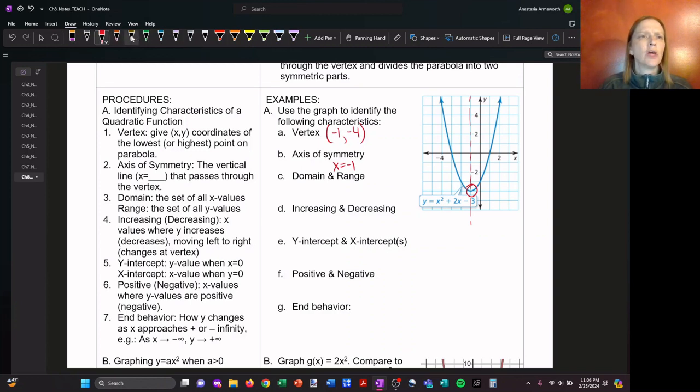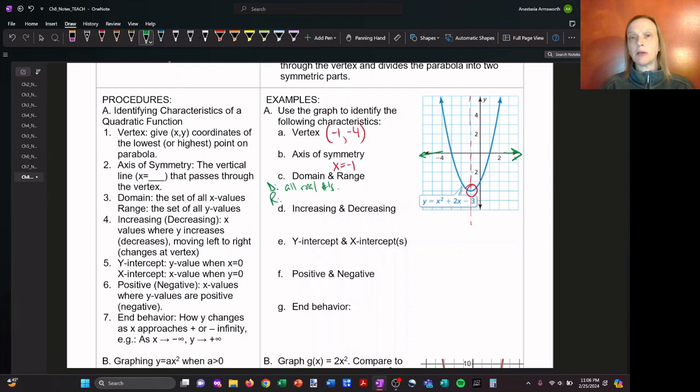Domain and range. Domain is all possible x values for a particular graph. And in this graph, there is no restriction to my x values. I can continue to the negative x's as far as I like. I can continue to the positive x's as far as I'd like. So the domain for this function is all real numbers. And in fact, this is true for all parabolas. All parabolas have a domain of all real numbers.